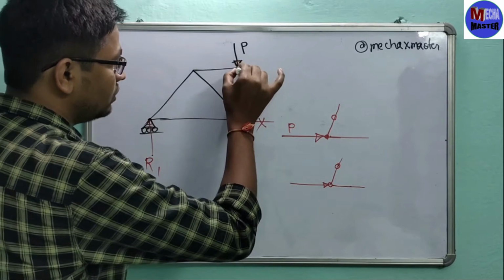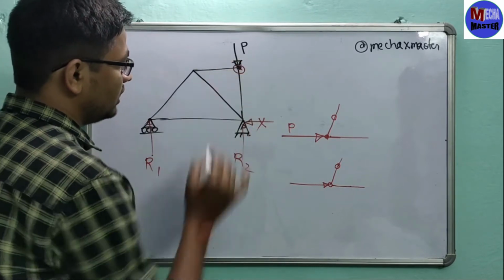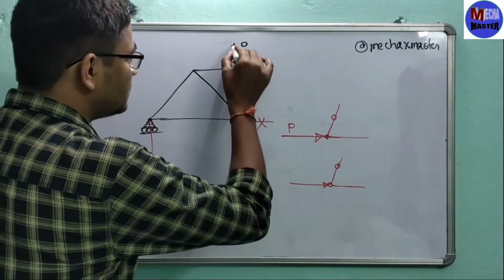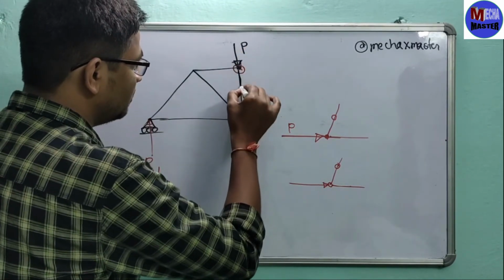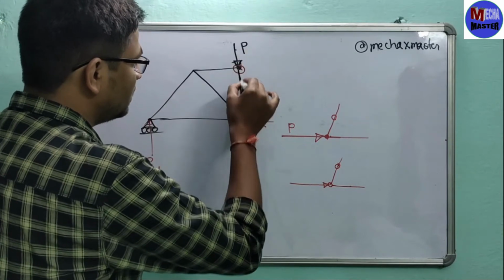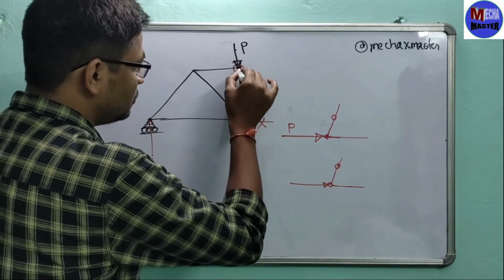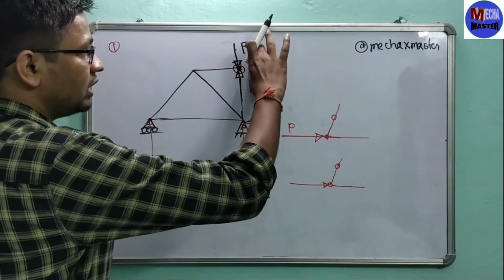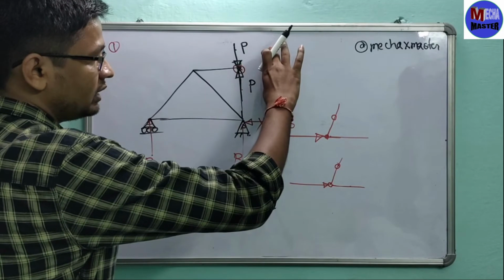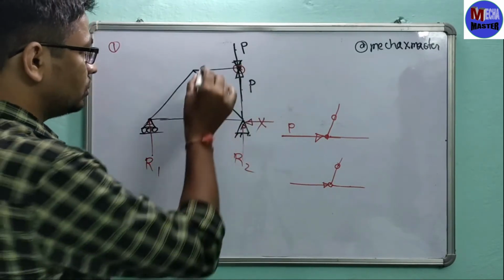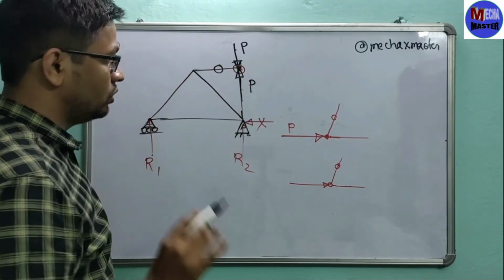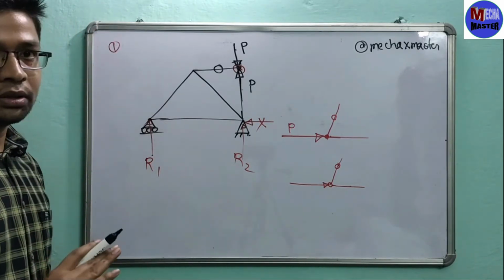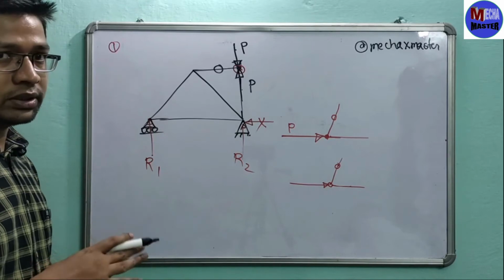At this joint where this P is working, you can see that this force is collinear with this member. So at this joint, the reaction of this member will be P. They both are equal in magnitude, they both are collinear, so there will be no other effect, so this member will be zero force member. I think you have understood how this works.